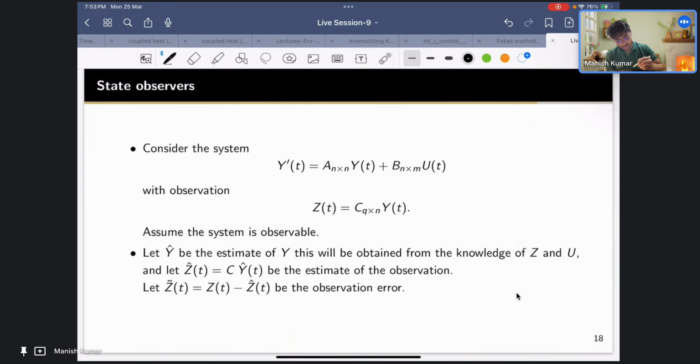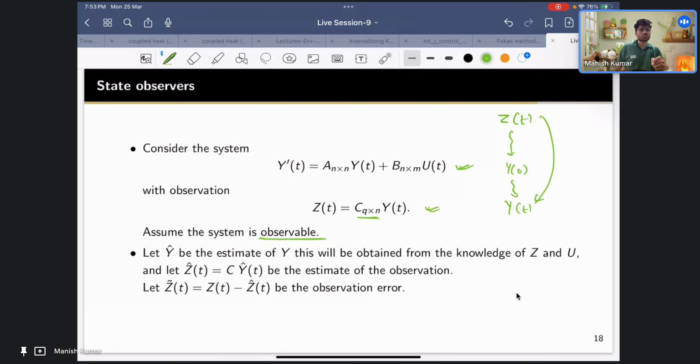Okay, now let us go to this observer thing. So what is a state observer? Suppose you have an observation system. So this is your control system, control equation, and this is the observation with C matrix. Assume that the system is observable, so you know that the observability property holds. That means from this z(t) you can uniquely determine y0, and that means you can get y(t). So the main goal is to get y(t).